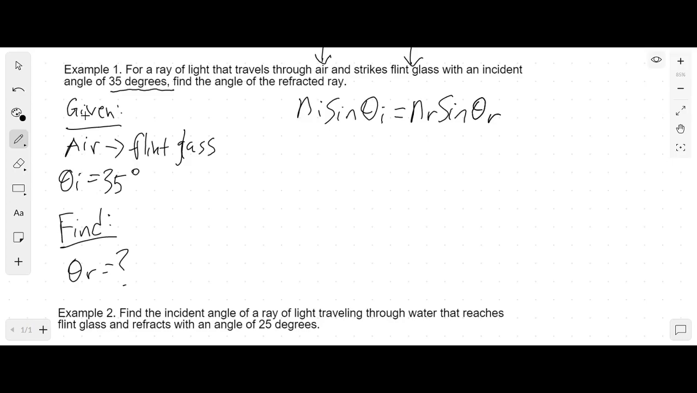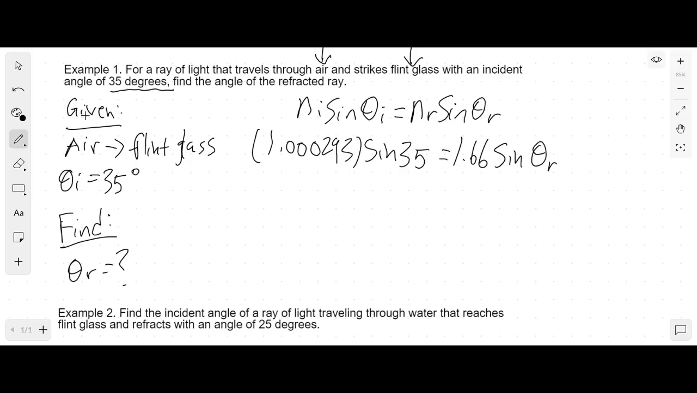So because Ni is air, air has a refractive index of 1.000293, and we're just going to complete the rest of it. Sine theta i, theta i is 35 degrees. Now flint glass is the second medium, and that has a refractive index of 1.66, times sine theta r.